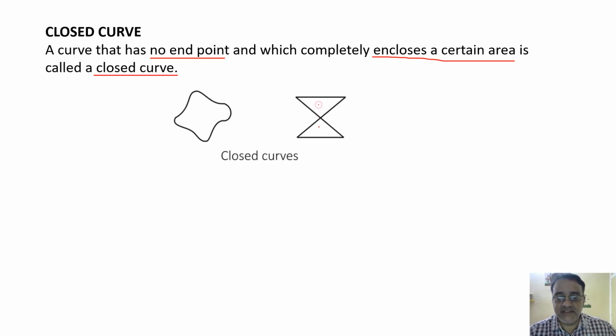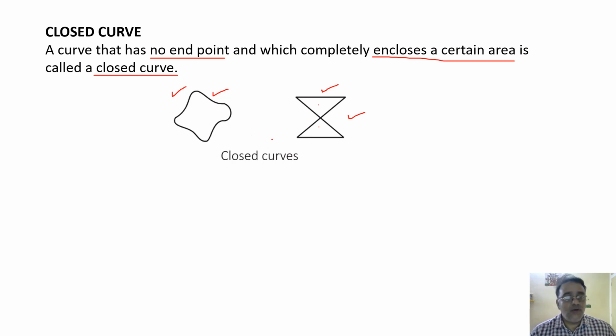This also encloses these two areas and it also has no endpoints. There is a difference between these two curves. Here the lines do not cross each other, but here the lines cross. So this is a simple closed curve and this is not a simple closed curve. Is the difference between these two figures clear?